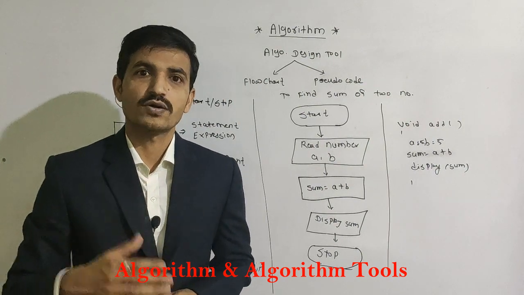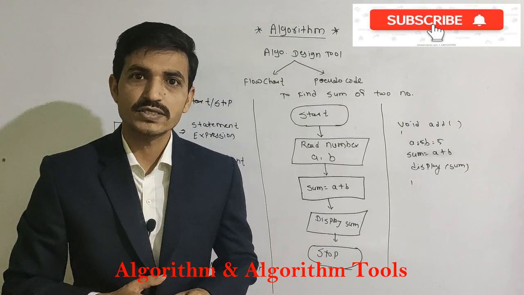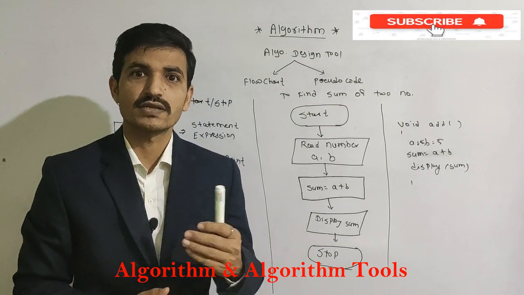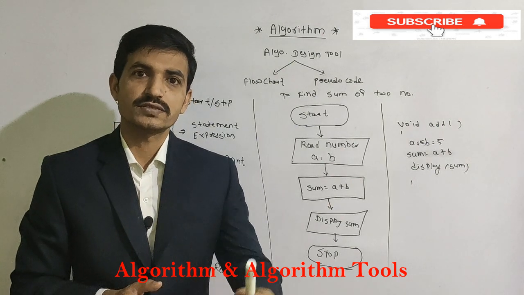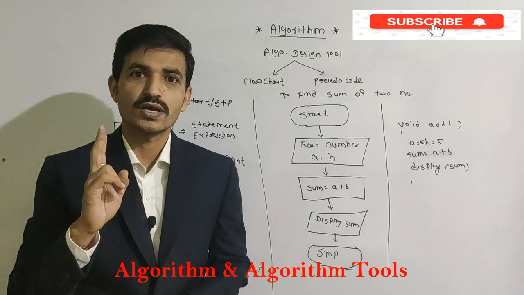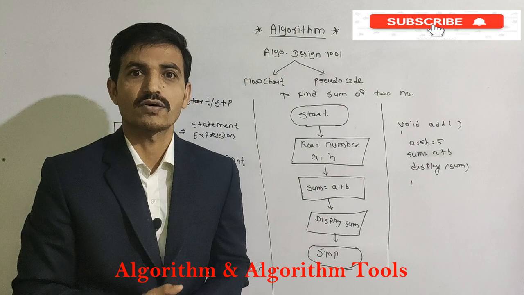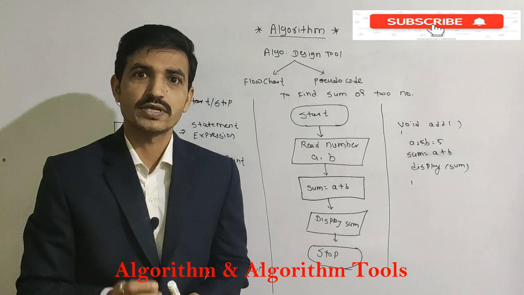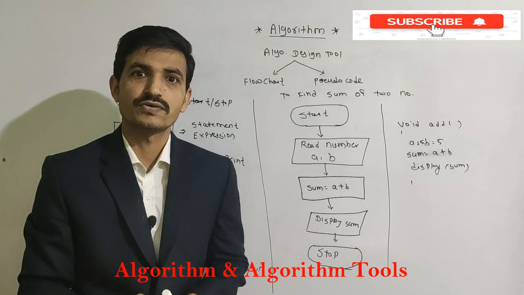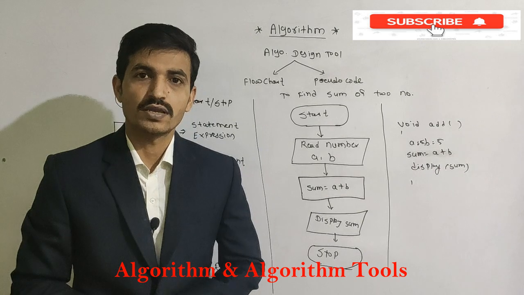To summarize, an algorithm is a set of instructions to solve a certain problem, and there are certain characteristics of the algorithm: input, output, definiteness, finiteness and effectiveness. Then we discussed the algorithm design tools. In that, the two important things are the flowchart and the pseudocode. The flowchart is a diagrammatic representation of the algorithm. There are certain symbols that we have to use to draw the flowchart. And pseudocode is the logic for a certain problem. So this is all about the algorithm.